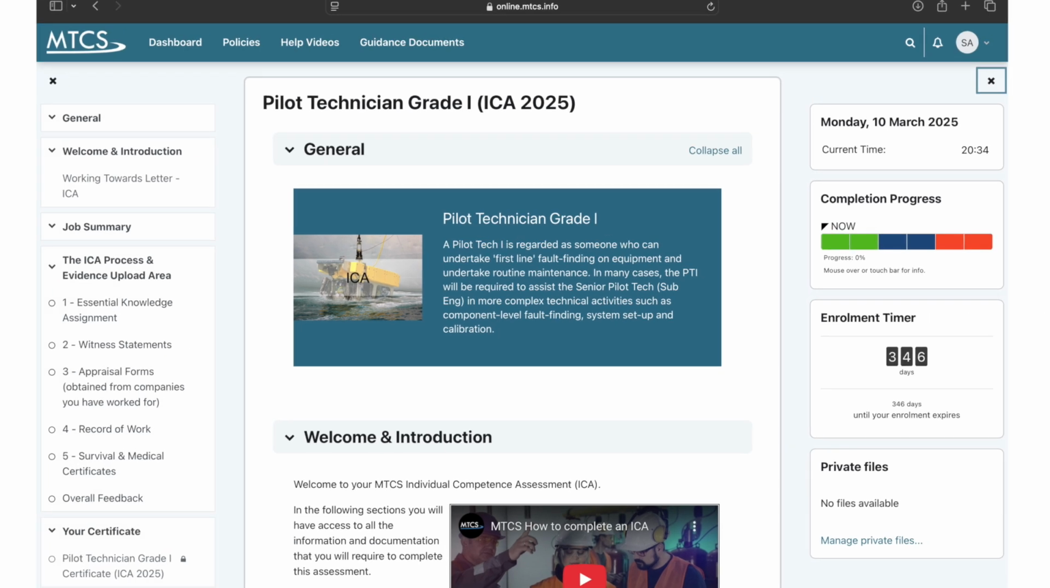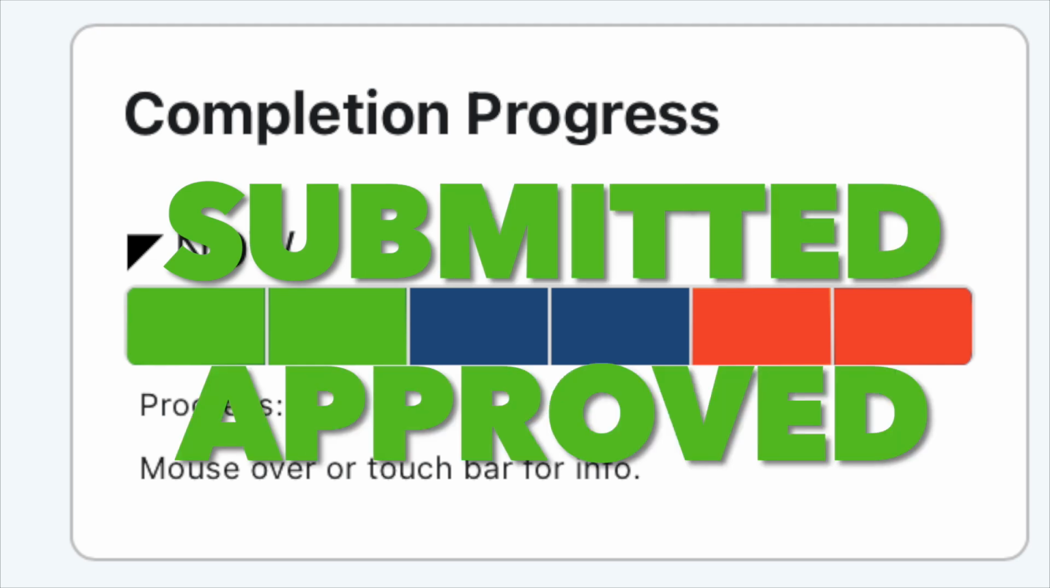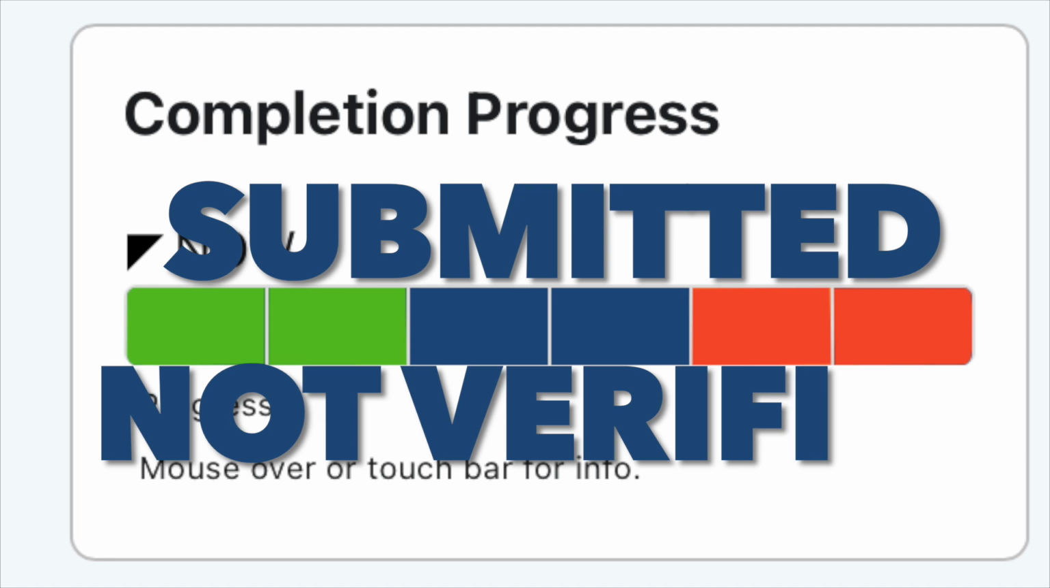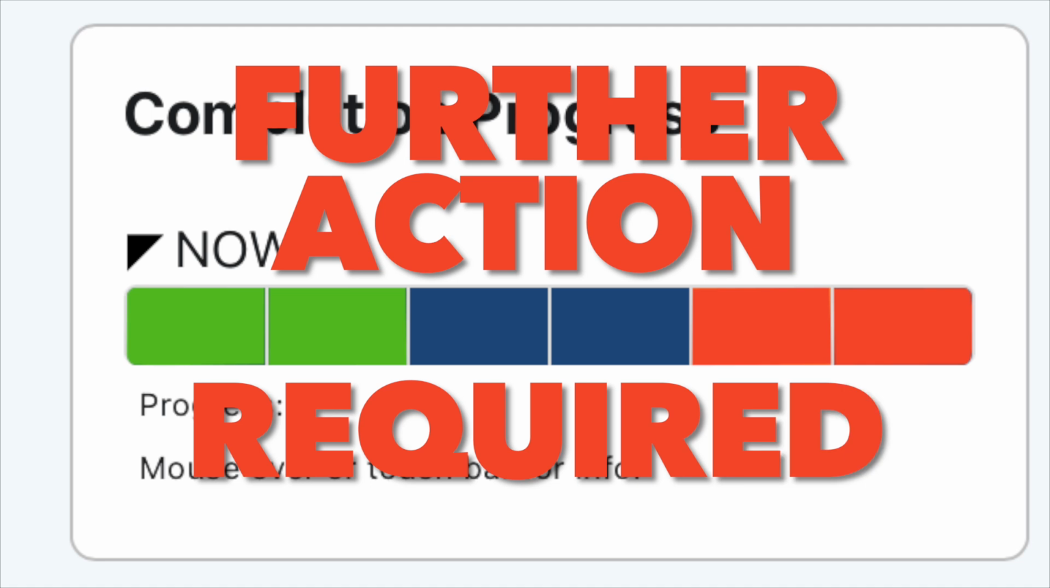You will notice that your ICA has a progress bar included on the main page. Each square of the bar relates to a piece of evidence required for your ICA. By hovering over the bar, you can see the status regarding this particular piece of evidence. For example, green means evidence submitted and approved. Blue means not yet submitted or submitted but not yet verified. And red means evidence has been submitted, however, further action is required. You should then check the feedback from your verifier.